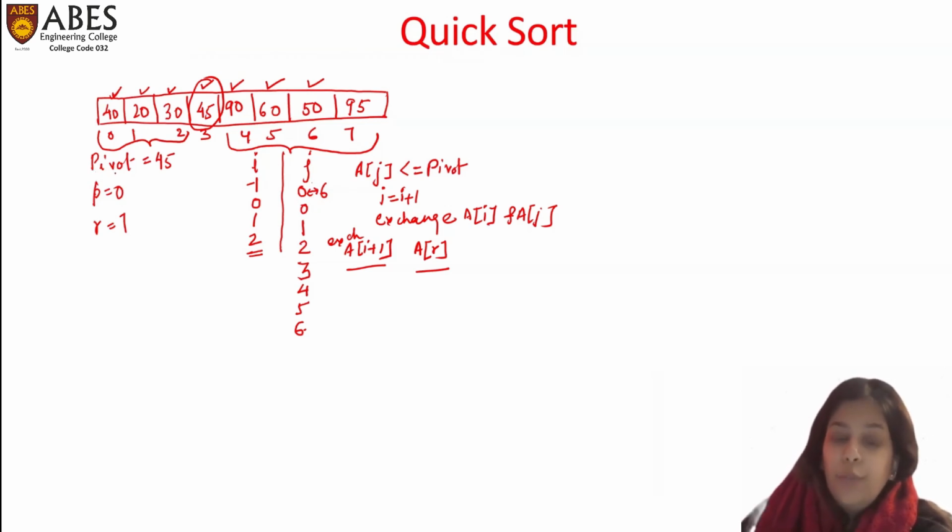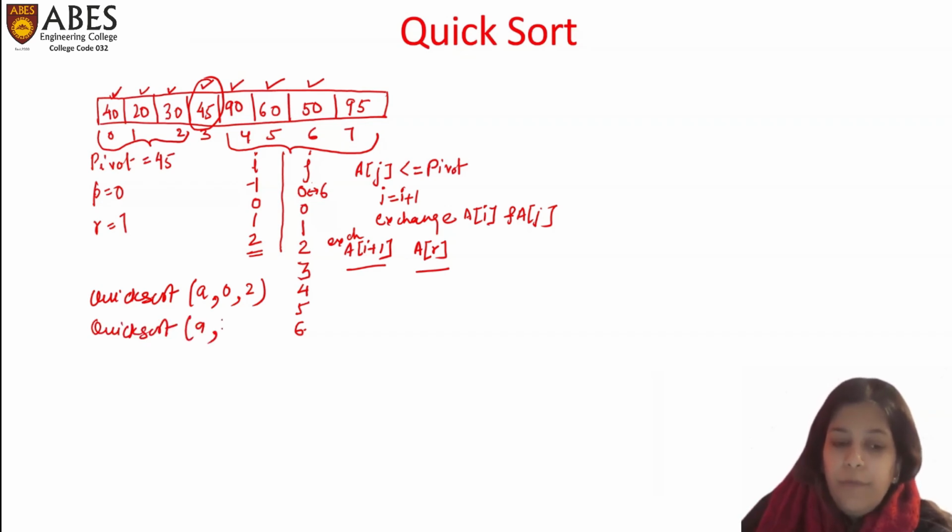So now what we are going to do is, we are going to again call the quicksort algorithm with the lower bound and upper bound such that there will be two quicksort calls. Right? One for the left half, in which the array will remain the same, the lower bound will be 0, and the upper bound will be 2, right? And again we have to call the quicksort for the same array, but the lower bound will be 4 and the upper bound will be 7.